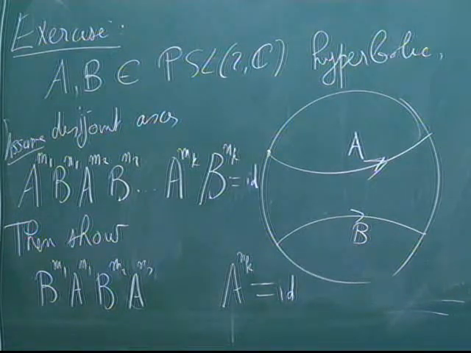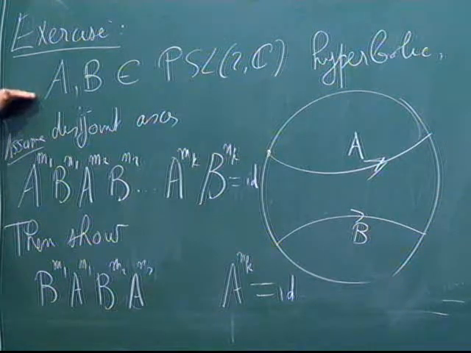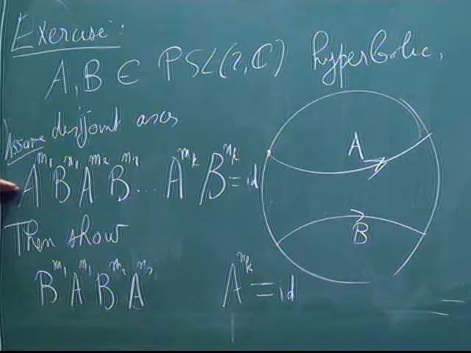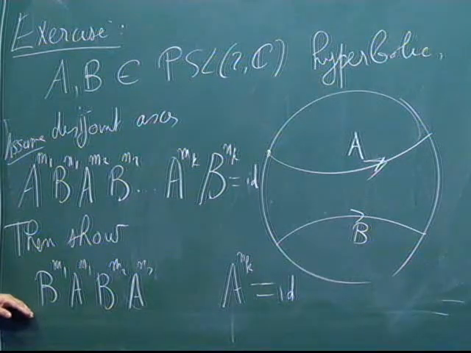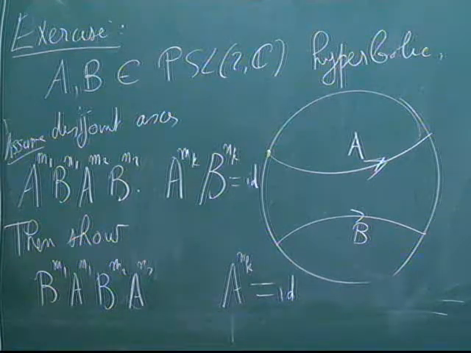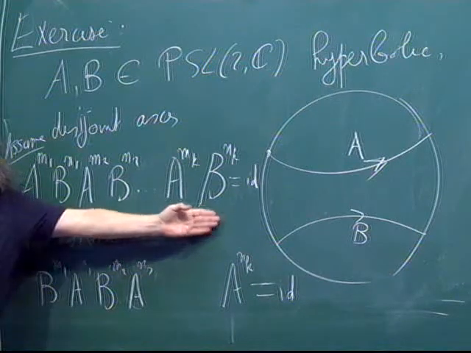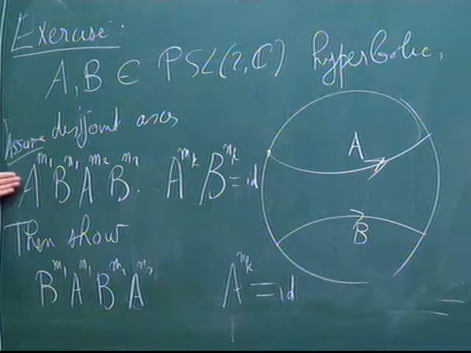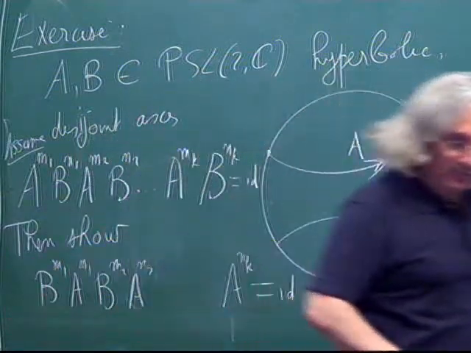So this is something that I like very much. It tells you that in PSL2C, some relations between two elements can imply some other relations. But abstractly, this is not true. If you take a group, the most general group, and if in a general group you have a relation like that, in general, this relation does not imply this relation. And I must say that this is a good example.